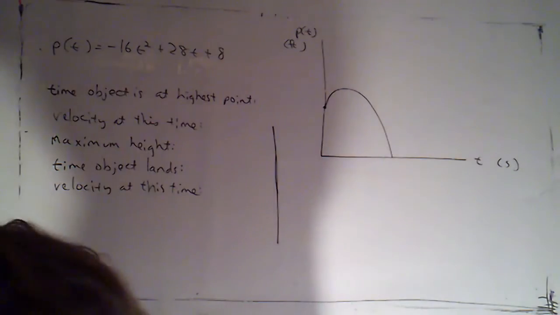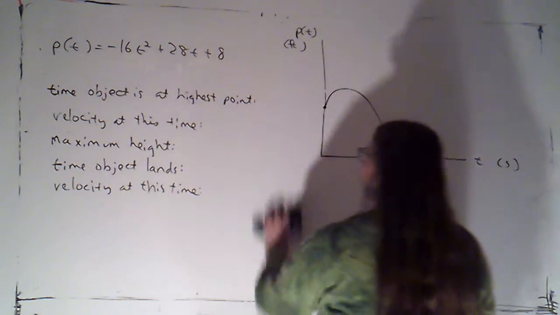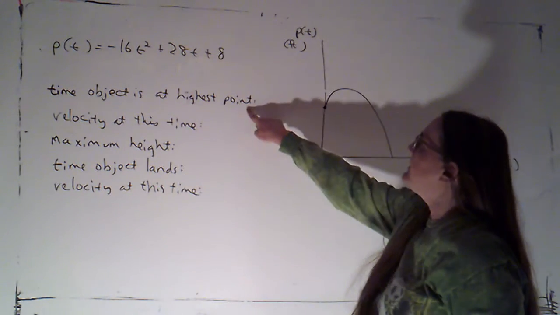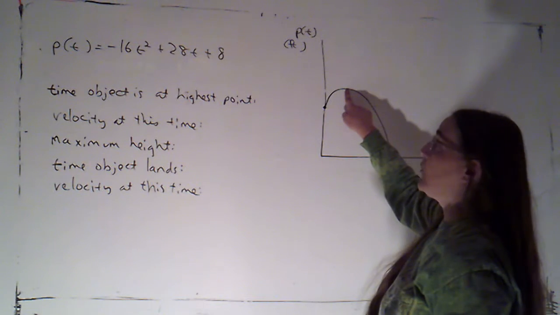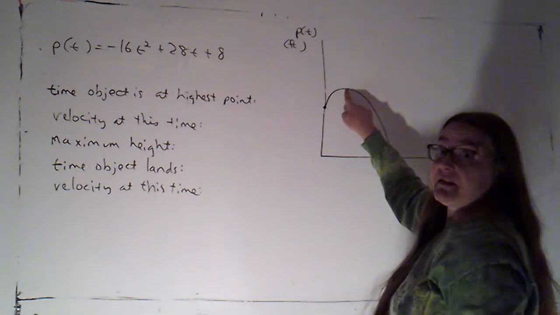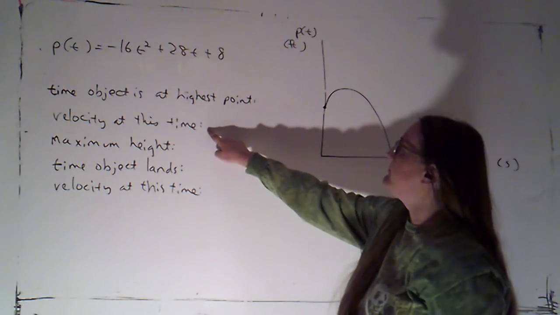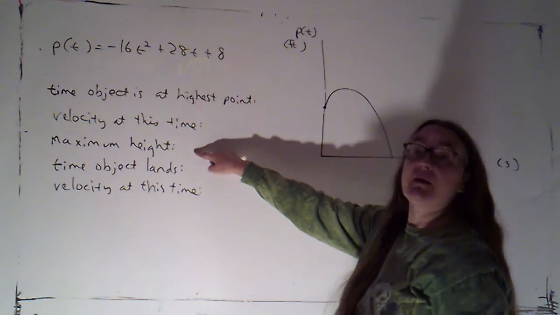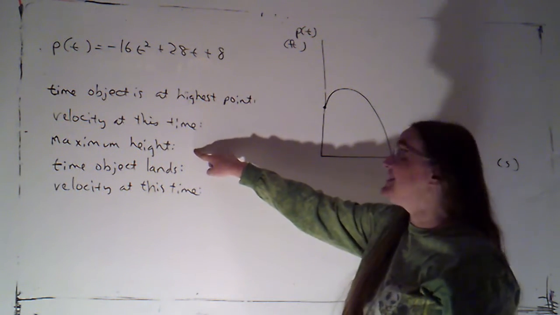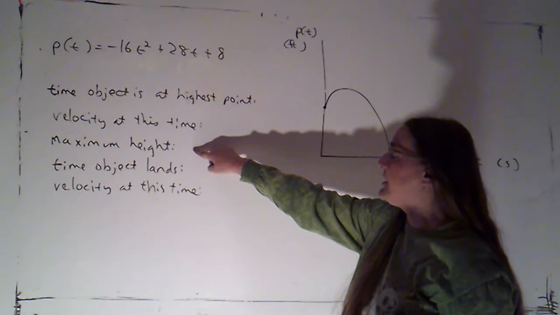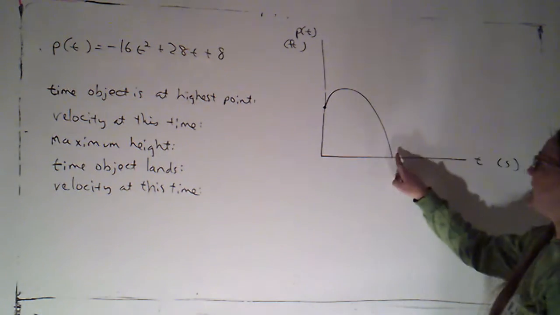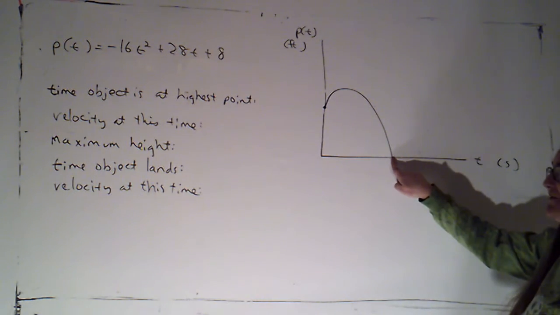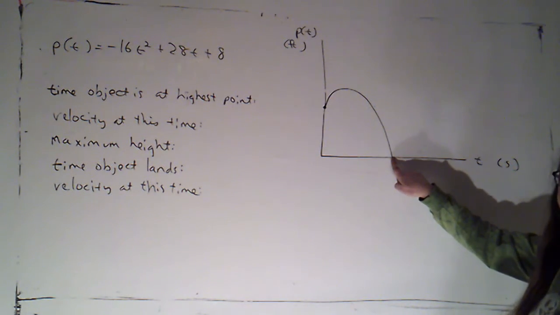Okay, so we're asked the following questions. We want to find the time that the object is at the high point. So that's going to be, I can see, the time of the vertex. We want to find the velocity at that time. We want to find the maximum height, which would be the position, the P of t value at that time. And then we want to find the time that the object lands. That's going to be when it hits the ground. And we want to find the velocity at that time.